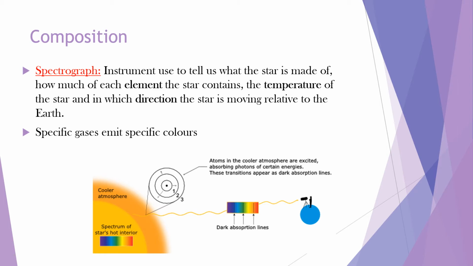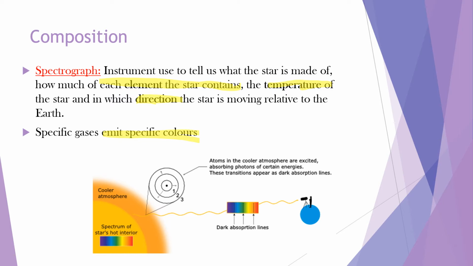So specifically, a spectrograph can tell us how much of each element the star contains, the temperature of the star, and which direction the star is moving relative to the Earth. Okay, so we'll talk about that a little bit later. It's called redshift, blue shift. That tells you if a star is moving towards or away from the Earth. Okay, but again, these spectrographs are used because specific gases emit specific colors.